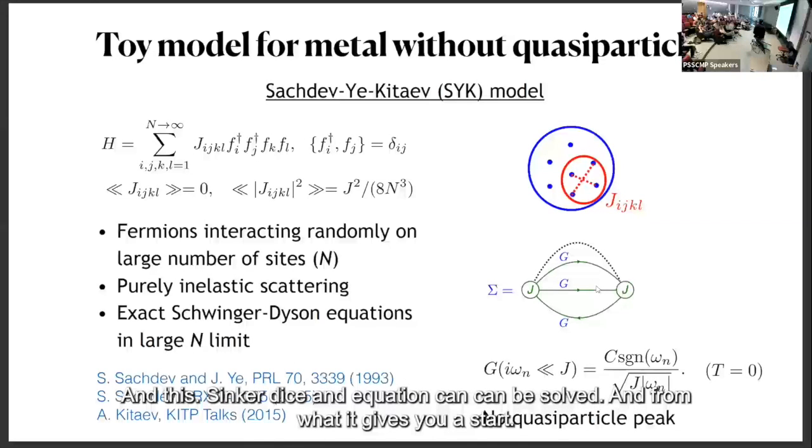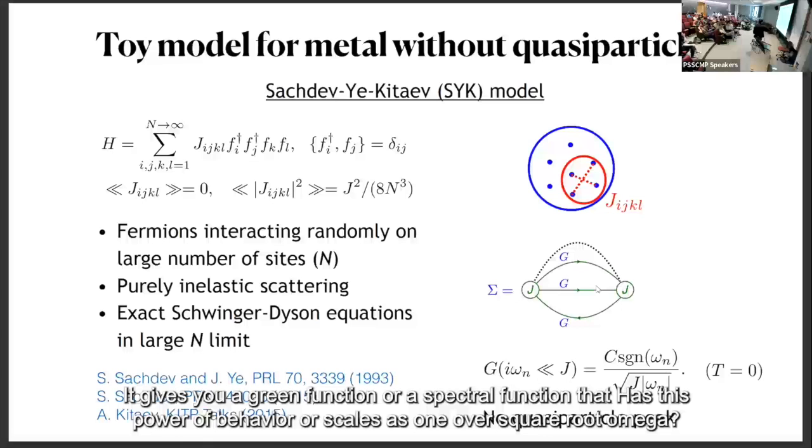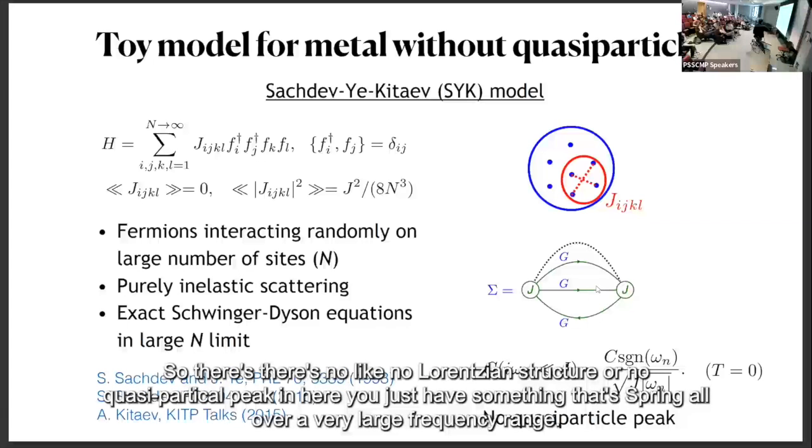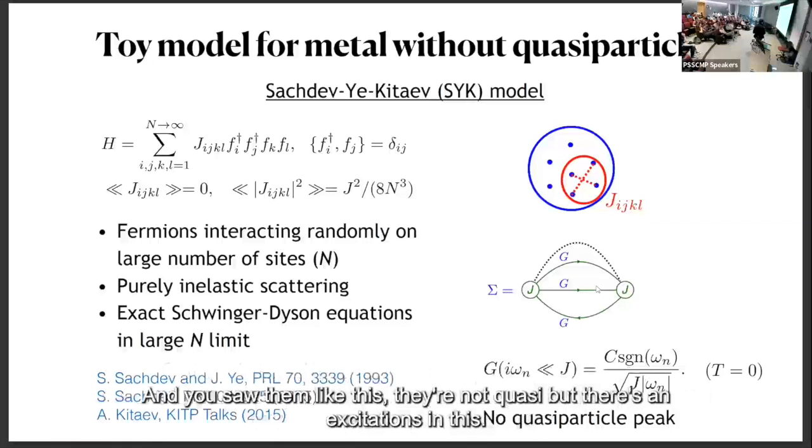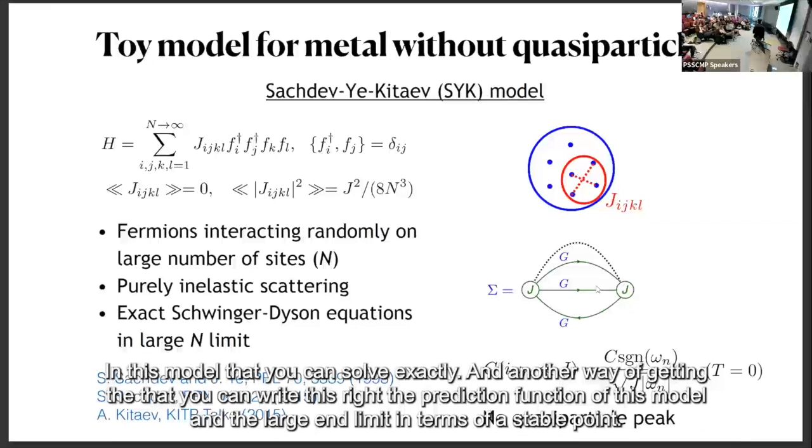This Schwinger-Dyson equation can be solved, and what it gives you is a Green's function or a spectral function that has this power law behavior. It scales as 1 over square root omega. So there's no Lorentzian structure or quasiparticle peak in here. You just have something that's spread out over a very large frequency range. And so there are no quasiparticle excitations in this model that you can solve exactly.